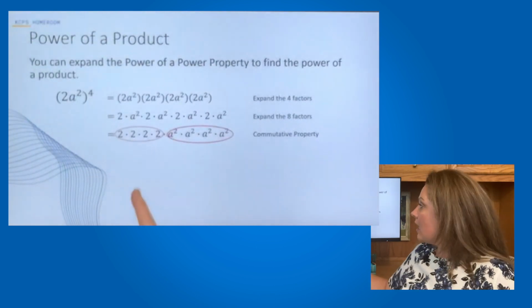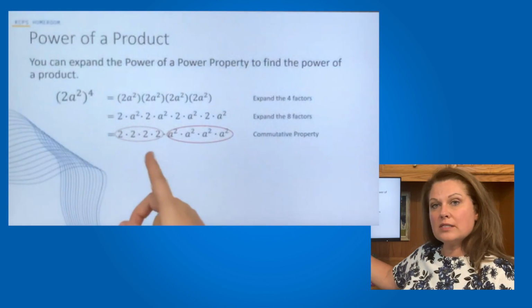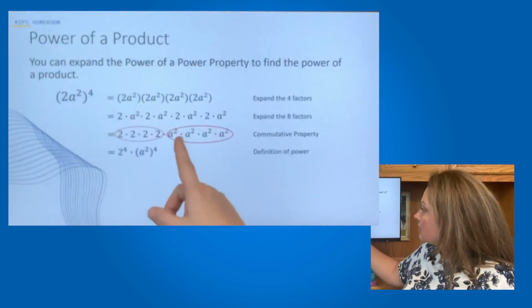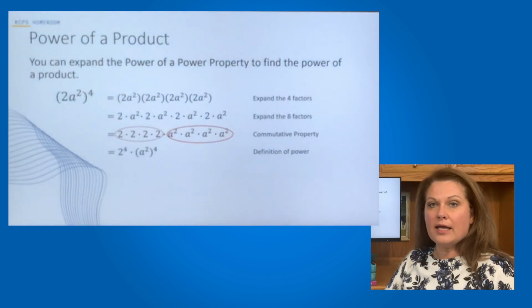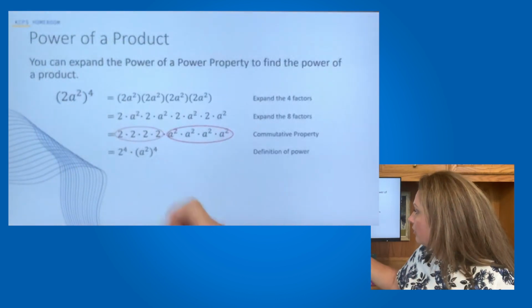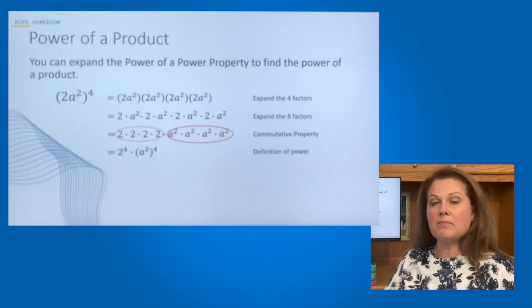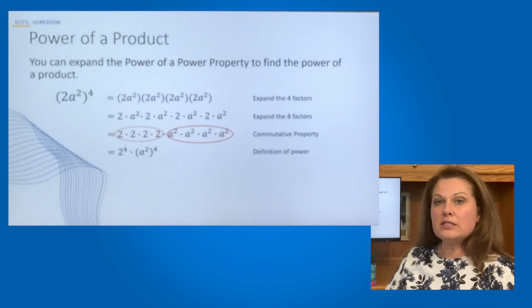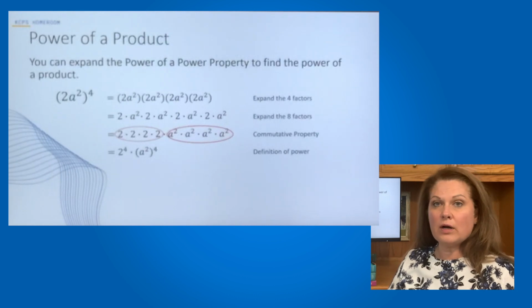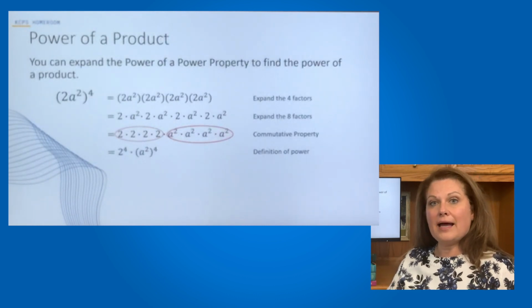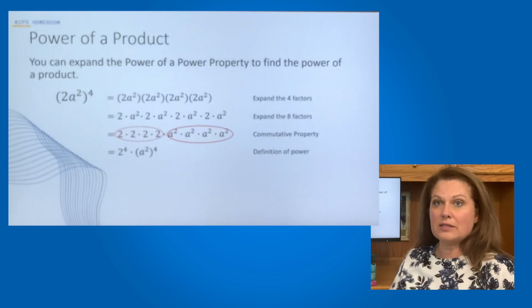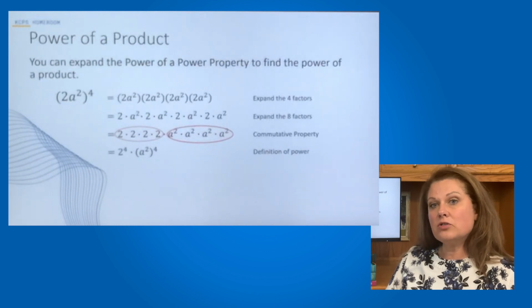Now you'll notice I have 4 2's, and another way to write that would be 2 to the 4th power. You'll notice I also have 4 a to the second powers, so I would rewrite that as a to the second, don't forget your parentheses, to the 4th power. Now that's called the definition of powers. I'm just rewriting what I've known in expanded form as a power so I can use my other powers of exponents to simplify. Now 2 to the 4th power is 16.